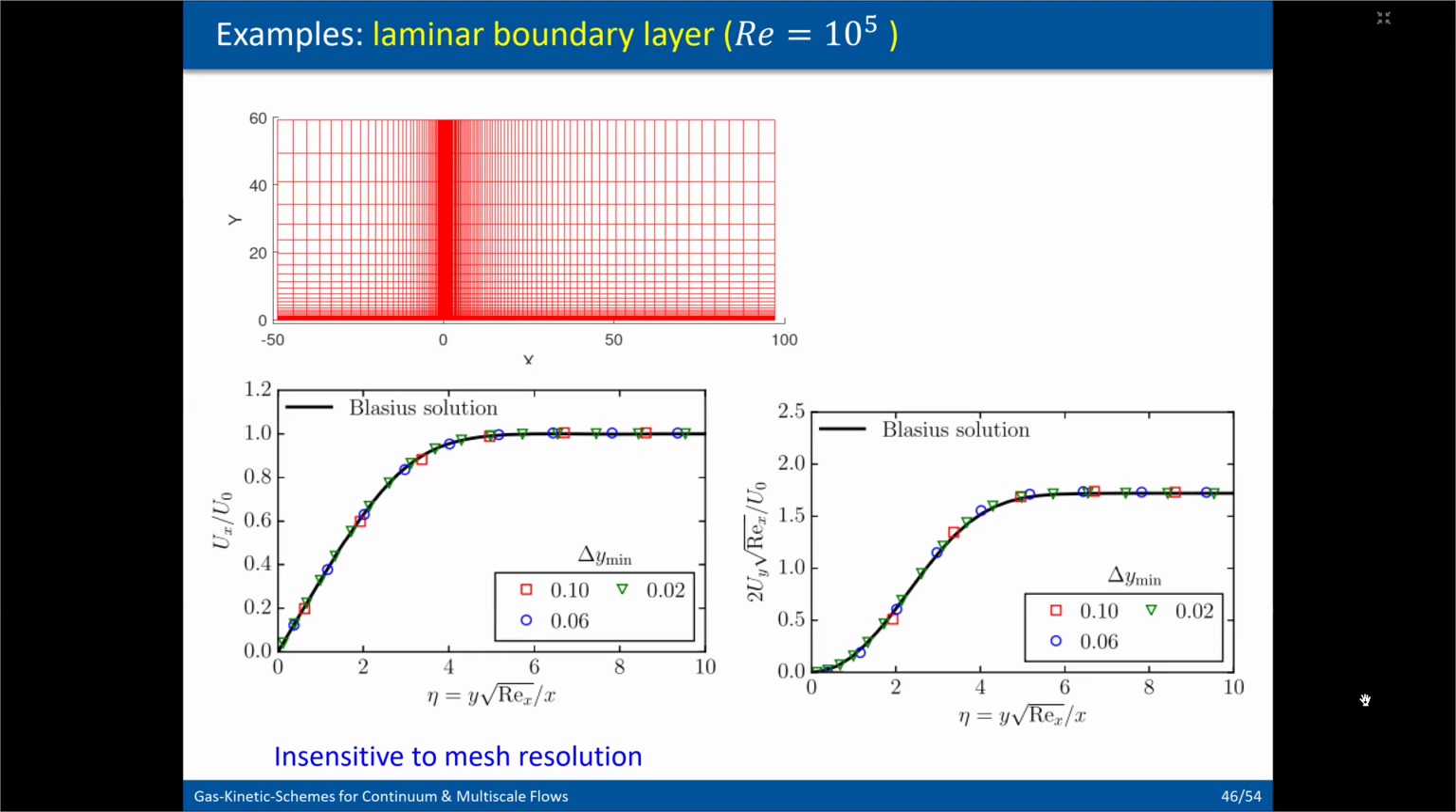The results are given by three meshes, and we can see that even with only three grid points within the boundary layer, the results are quite satisfactory. The other velocity component is more sensitive, but it also shows good agreement with the Blasius solution. This suggests that the DGS is robust and insensitive to the mesh resolution.